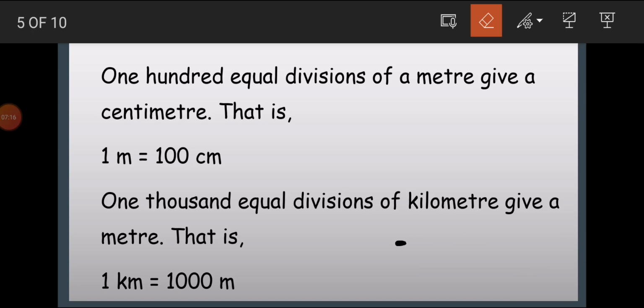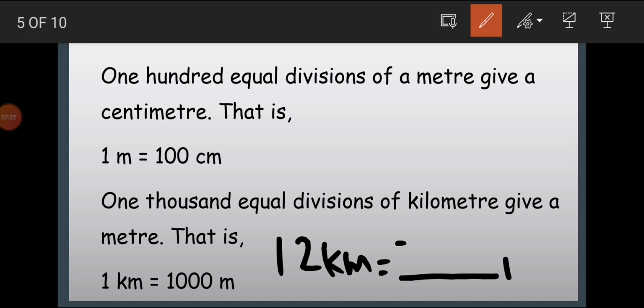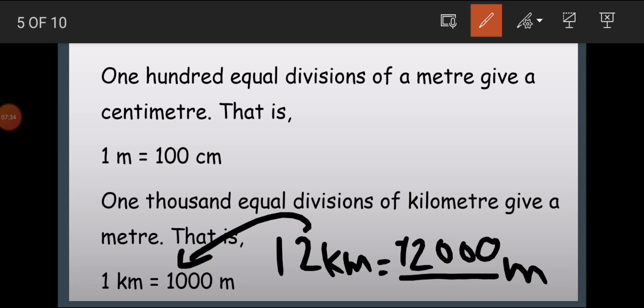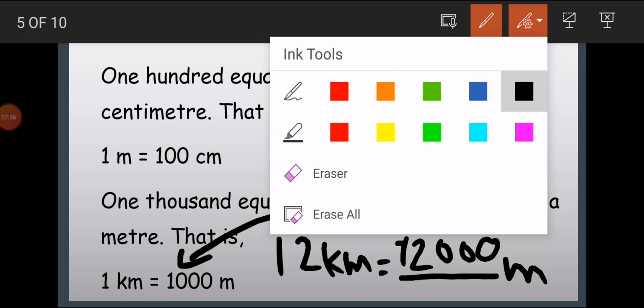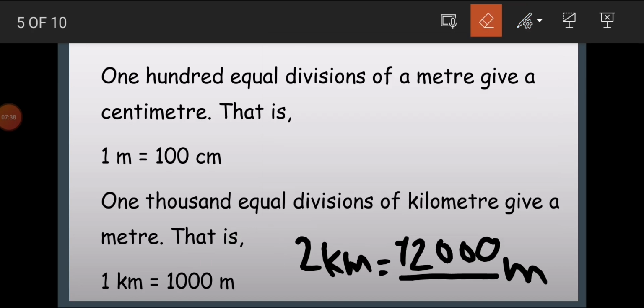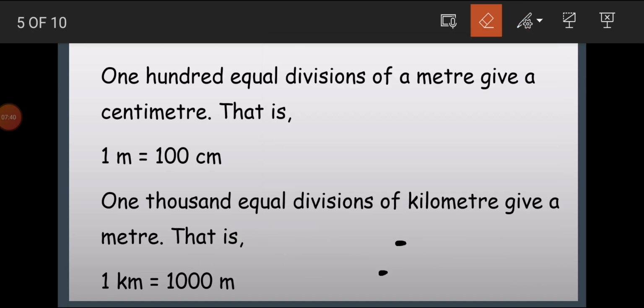If I have to convert 12 kilometers into meters, again I just multiply kilometers with 1000, 12 with 1000. 12 times 0, 12 times 0, 12 times 0, and 12 times 1 is 12. The answer is 12,000 meters. So this is the way we can do the conversion of meters into centimeters and kilometers.